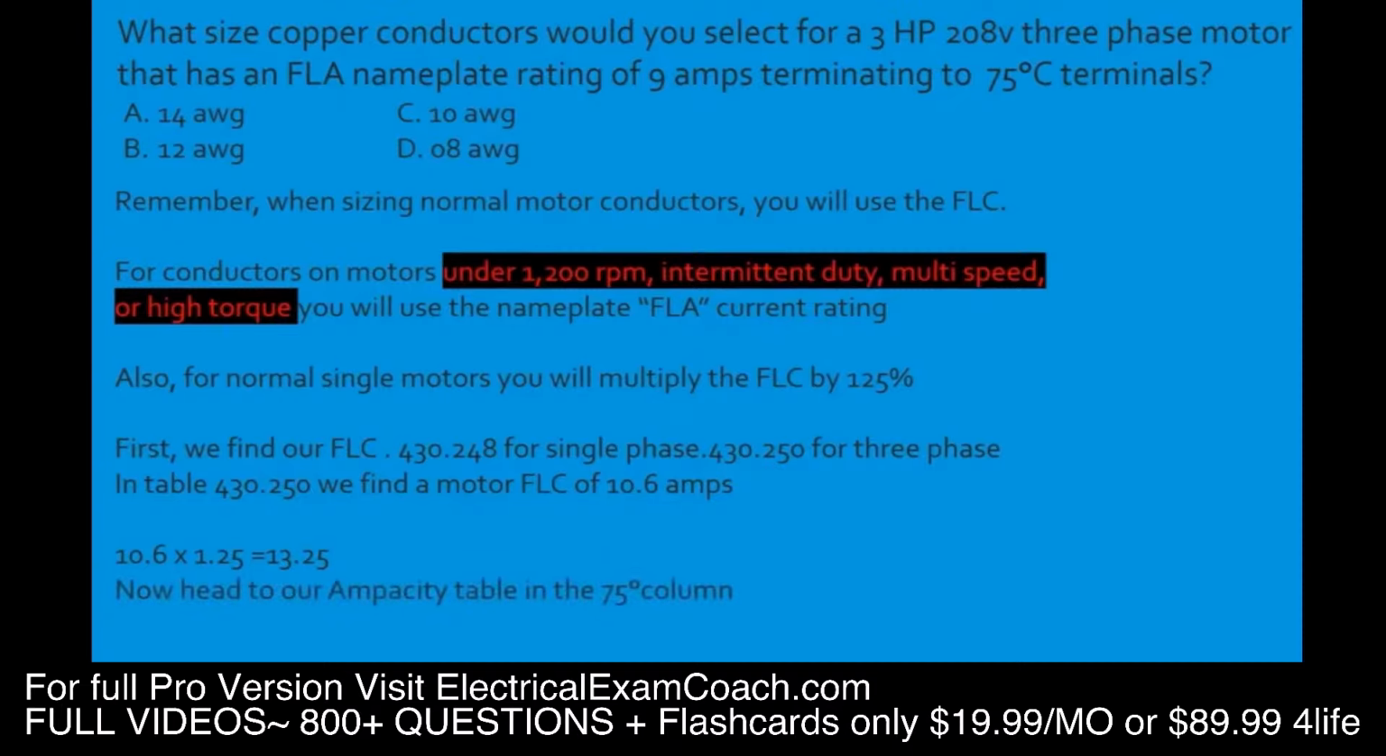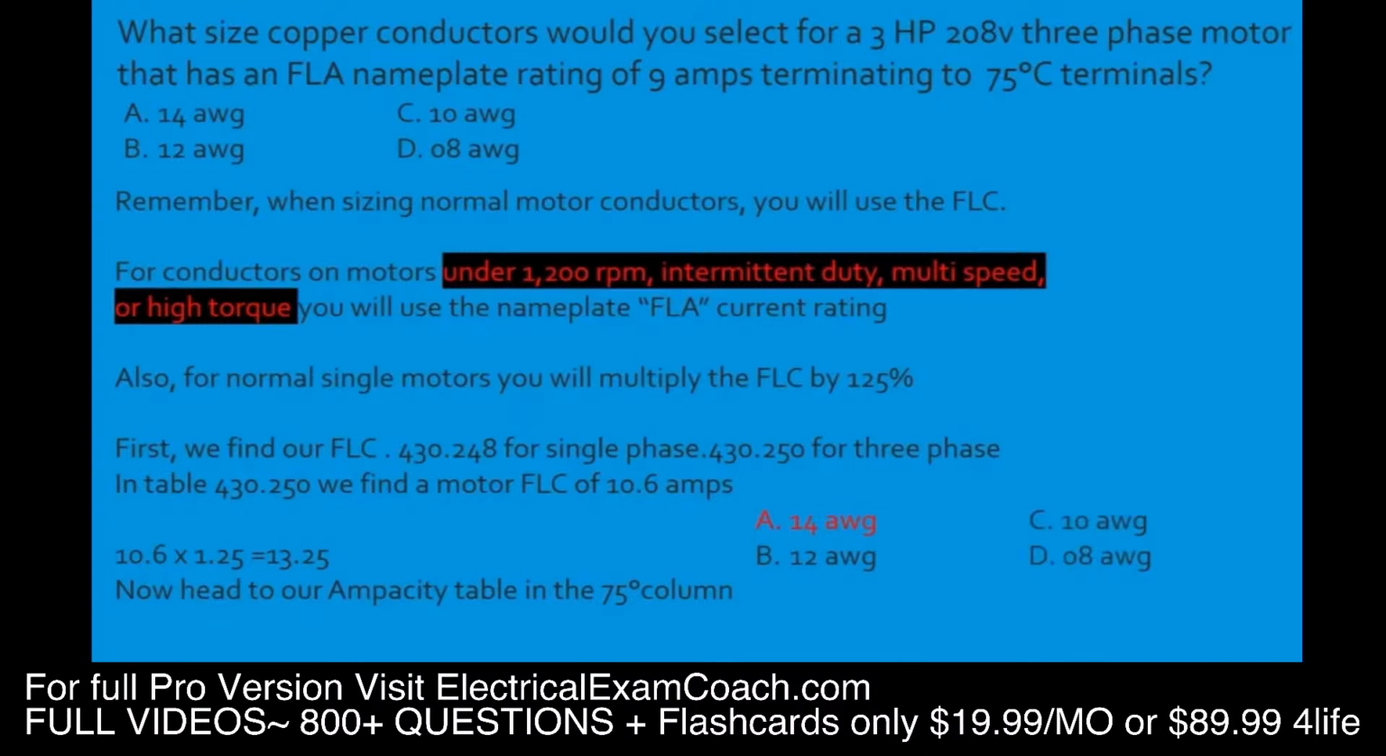Now we head to our primary ampacity table, being sure to select from the 75 degree C column because our terminals are 75 degrees. We're also selecting from a copper conductor. So we go down the 75 degree C side of the copper conductors until we find a conductor large enough to cover the known amp load, in this case 13.25 amps. And we're going to select A, 14 gauge.